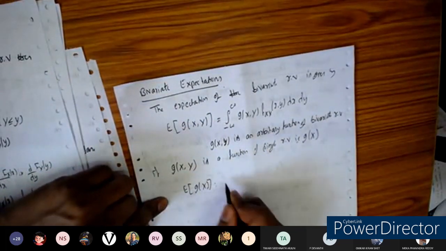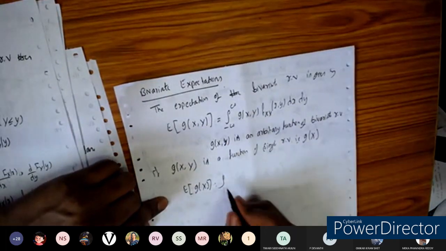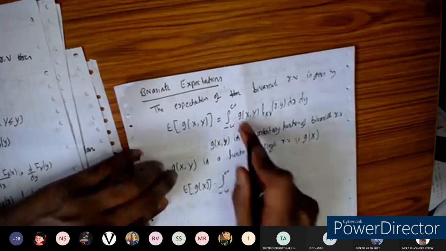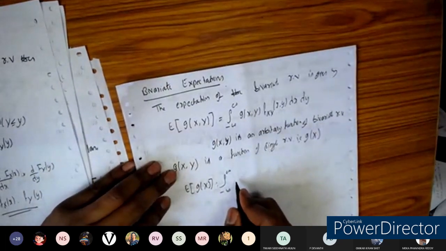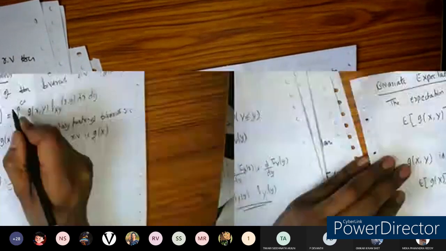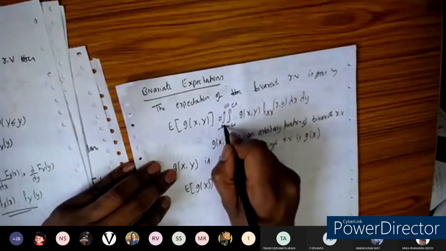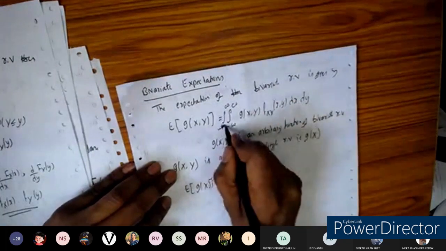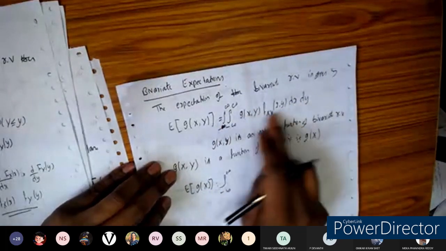Expectation of g of x, where g of x comma y, will become the integral from minus infinity to plus infinity of g of x. Sorry, I forgot: because we have dx dy, there are two integral signs here. Because we are going to integrate with two random variables, two integral signs are there, one for x and another for y.